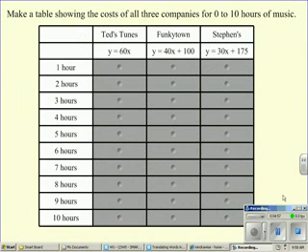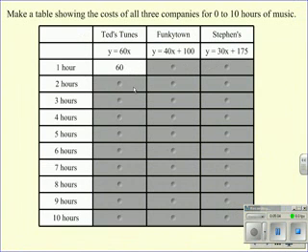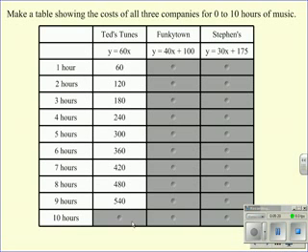Okay, now that we've had a chance to fill in our table, let's see what's behind the shades here. So for Ted's Tunes, for 1 hour it costs, for 2 hours, 3 hours, 4 hours, 5 hours, 6 hours, 7 hours, 8 hours, 9 hours, and 10 hours, 600. Okay, so far, how many of you still say that Ted's Tunes is going to be the best? Just a couple of us?